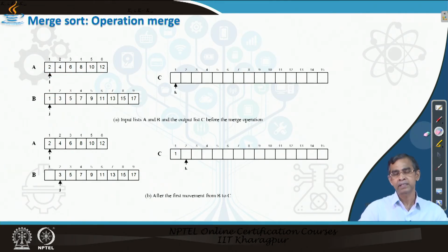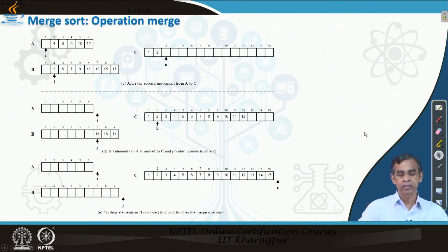This merging operation is basically simple. Altogether, if the two lists are of equal size, say n, and the merged list is of size 2n, then the complexity is order of n. That means n comparisons are required. This is why it is a very simple algorithm, and ultimately it will give you the merged list.